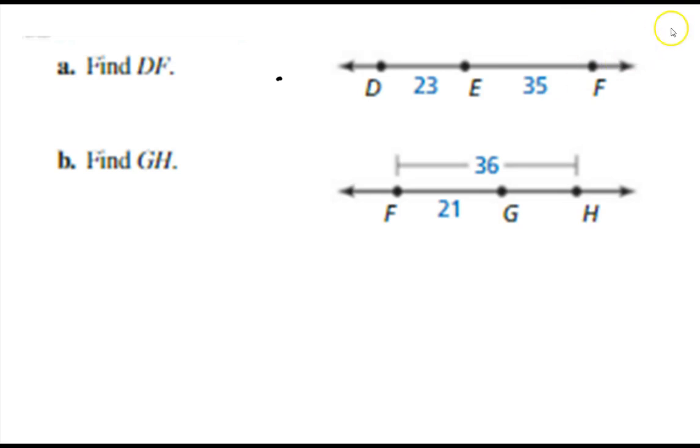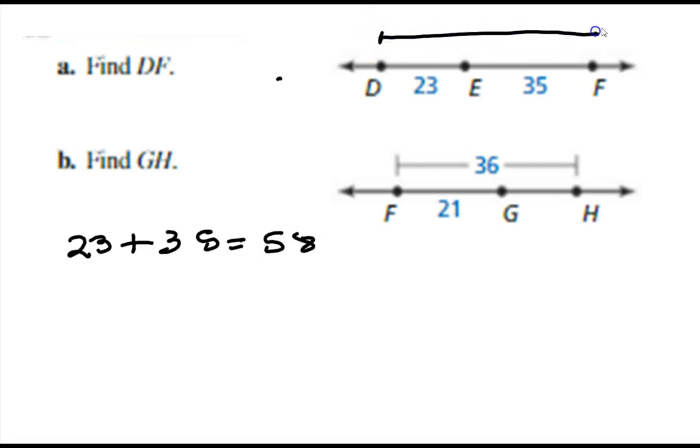All right, so a couple practice problems using the segment addition postulate to help refresh your memory. If you don't remember, once again, segment addition postulate basically states that adding the distance from D to E and that to the distance from E to F will give you the length of the larger segment, D all the way to F. So if we take 23 plus 35, that will give you 58. So that is the distance from here all the way to there.